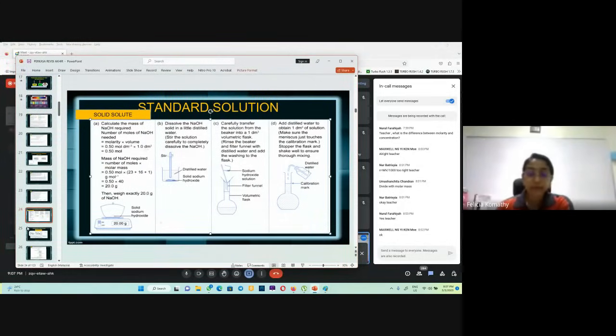Are you clear with the steps? If you are preparing with solid, calculation is important. Make sure you show your calculation, you get marks. Then weigh, dissolve it with enough water, transfer to the volumetric flask according to the volume, and then add water to the calibration mark. Can you remember the steps?